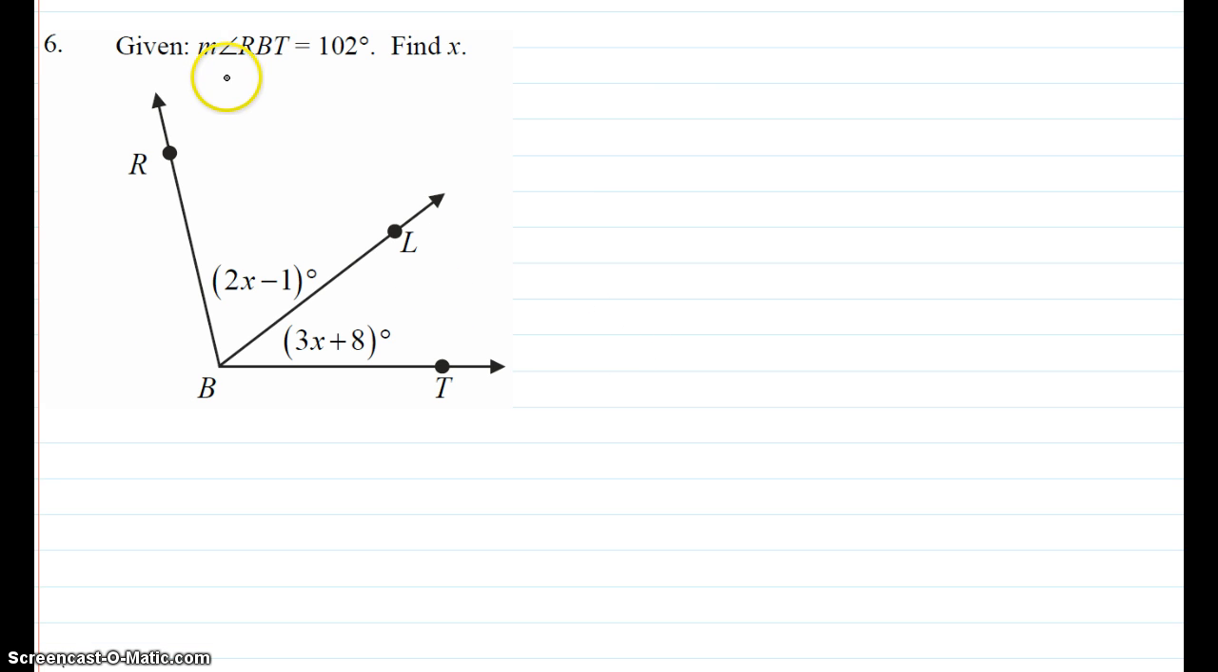All right, number 6 says given that measure of RBT, so the measure of angle RBT, is 102 degrees. So that means this entire thing is 102 degrees. Find x. So this means that if I take this part of the angle and I add it with this part of the angle, it's going to equal 102. So we just go 2x minus 1 plus 3x plus 8, and that will equal 102.